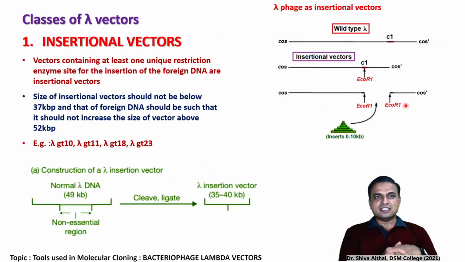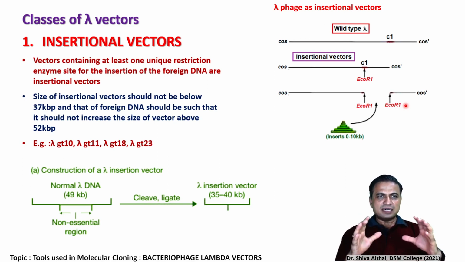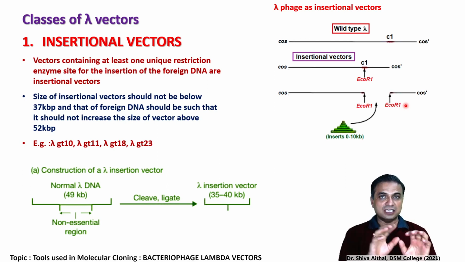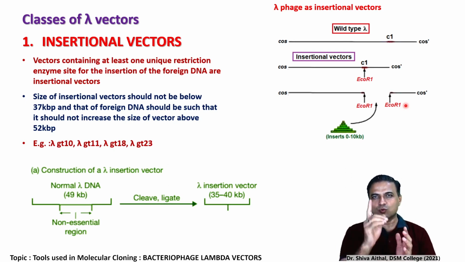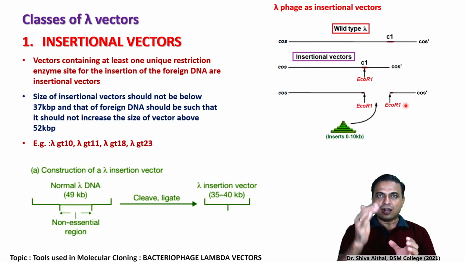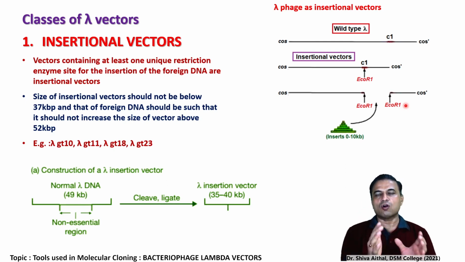Now there are various classes of lambda vectors. Two classes predominantly: insertional vectors and replacement vectors, or substitutional vectors. I'll give you some examples. This is very simple. Whatever the type of gene of interest you are using, either of these regions, that is recombination, integration and excision, which is helpful for lysogeny, is removed. So when you insert a small DNA, vectors which contain at least one restriction enzyme site and allow the insertion of a foreign DNA are called insertional vectors.